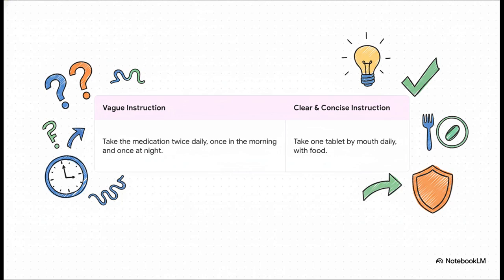Let's look at a real-world example here, because a small change can make a massive difference. Now, the vague instruction on the left, it's not terrible, right? But check out the clear one on the right. Take 1 tablet by mouth daily with food. It's direct, it's simple, and it leaves absolutely no room for error. This is just a perfect example of clarity and conciseness working together to keep patients safe.